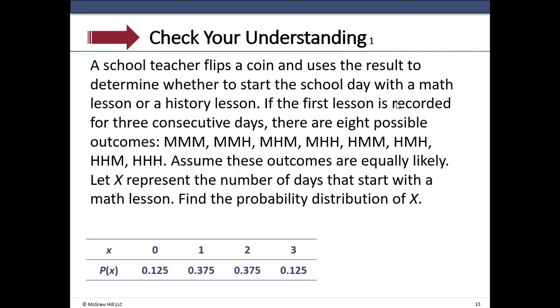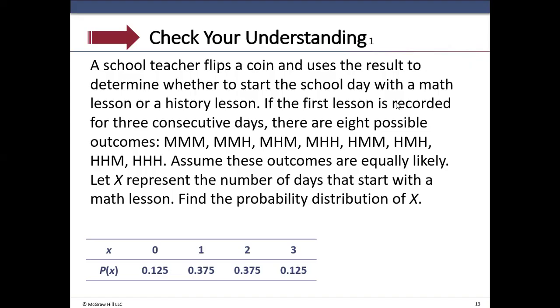How about how many have two math lessons? That's MMH, MHM, and HMM, 3 out of 8, 0.375. And how many have three math lessons? Only one, MMM. 1 out of 8 is 0.125.